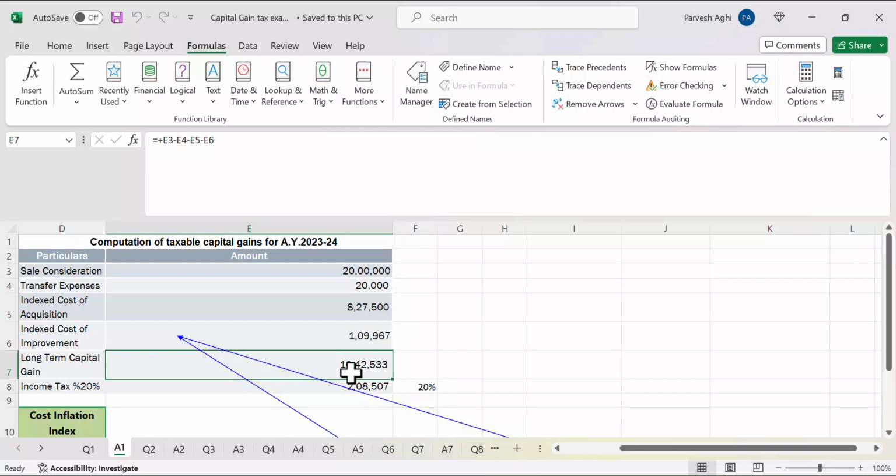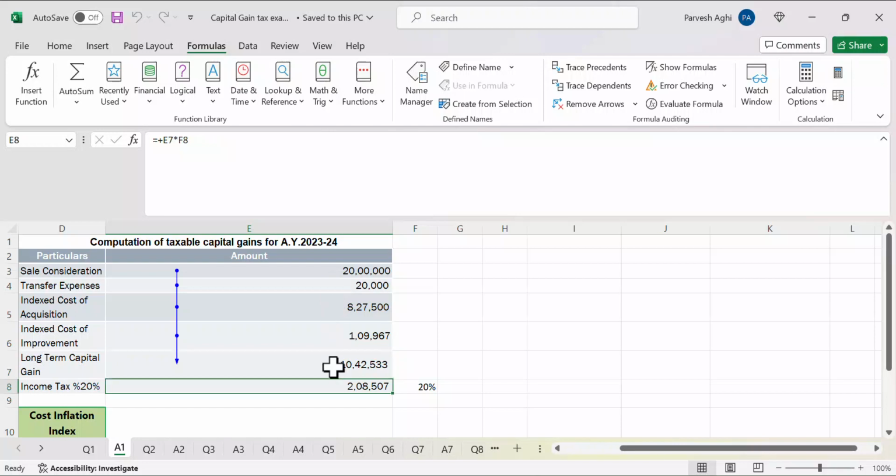So the long term capital gain will be this amount. I'll remove these arrows and put it here. It is basically 20 lakhs minus 20,000 minus 8 lakhs minus 1 lakh. It comes to 10 lakhs, and capital gain tax is 20% of that. Suppose we have to calculate capital gains, she has to pay 2 lakh 8,000 tax. Plus, of course, there is a 4% cess which I have not included here. इसके ऊपर भी 4% cess लगता है.